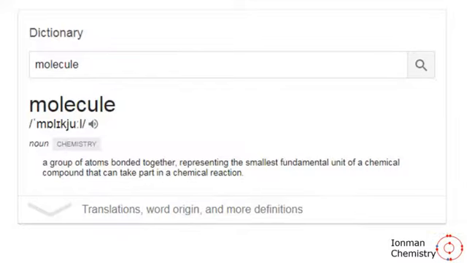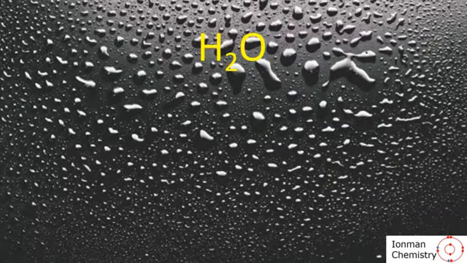Google will tell us that a molecule is a group of atoms bonded together, blah-de-blah-de-blah. The key bit is there at the beginning. A molecule is a group of atoms bonded together. And we're normally talking about a small group of atoms.